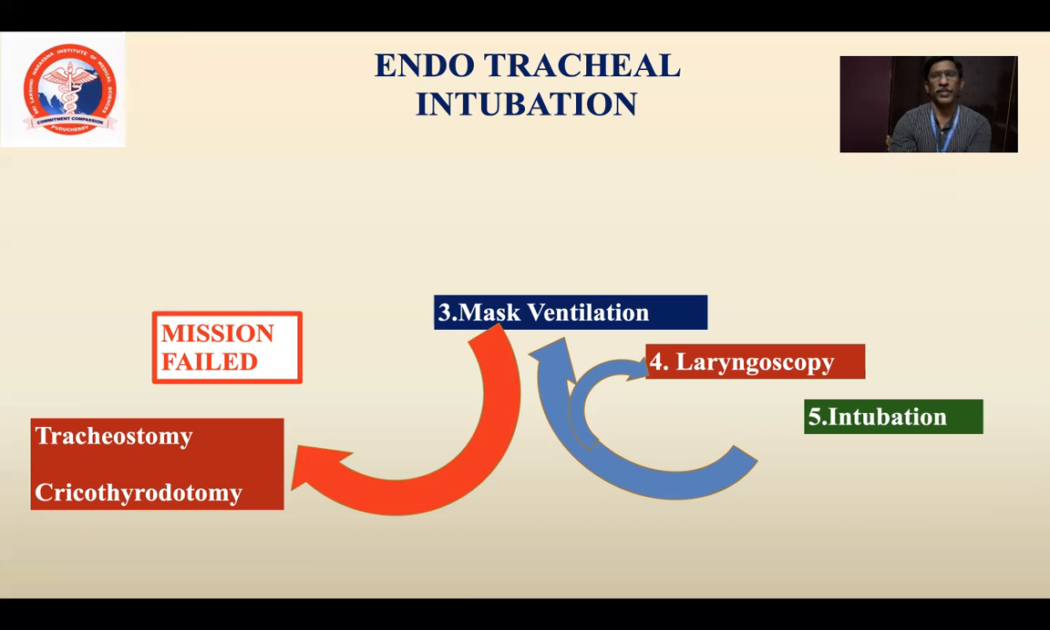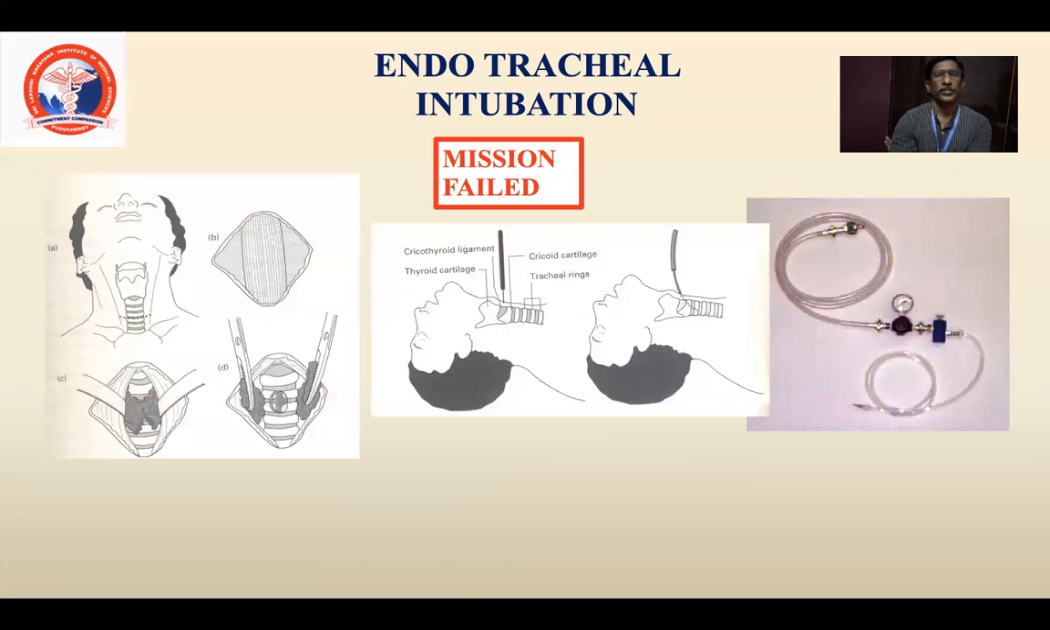Tracheostomy is making a hole in the trachea. Cricothyroidotomy is making a puncture with a needle in the cricothyroid membrane. So this is the tracheostomy steps, and on the right side is the cricothyroidotomy set and the instrument.